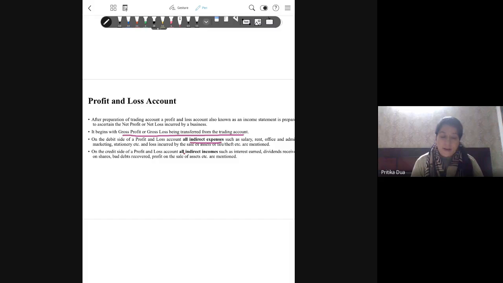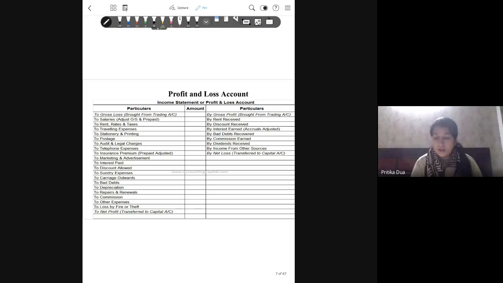So let us see what the format looks like. I'll pick up all the expenses and incomes one by one. We'll try to understand each of the terms and then we'll proceed to the practical on the same. So this is what the format for profit and loss account looks like. Now class, when we move from the trading account, your gross profit, just take some space here just to show you that this was your trading account.